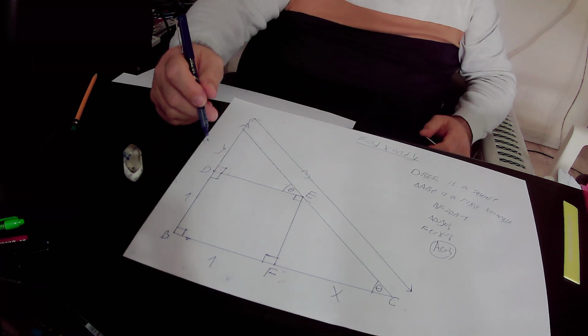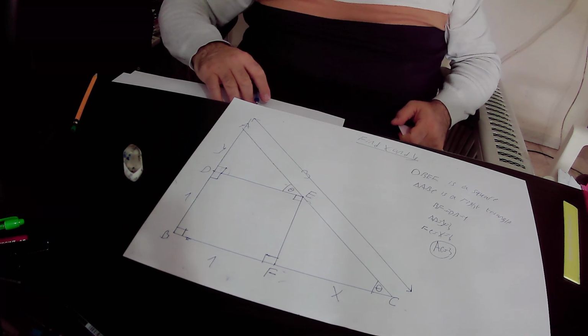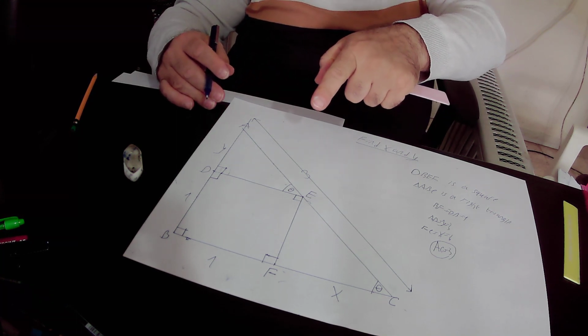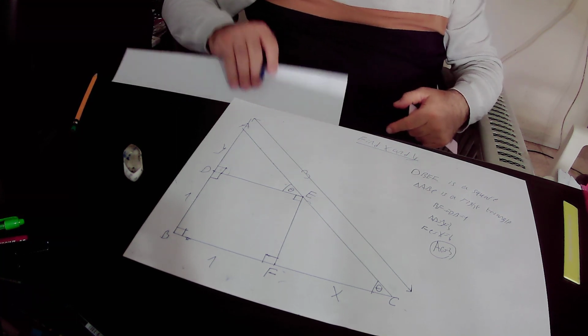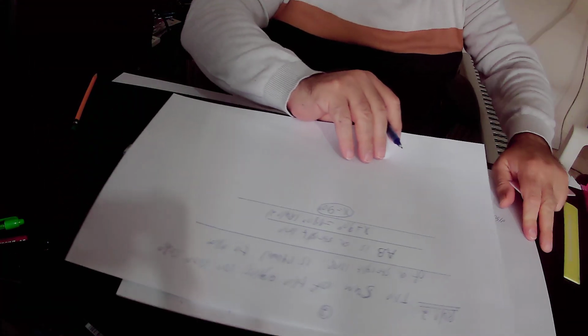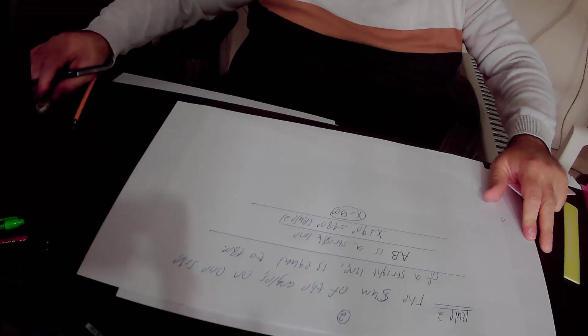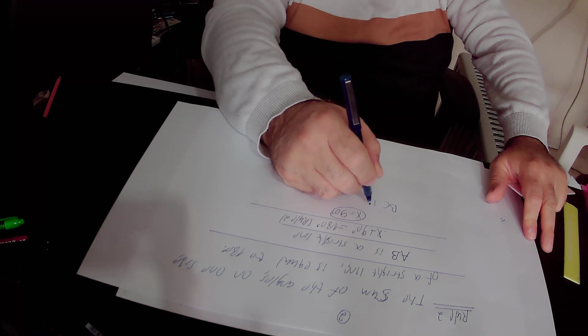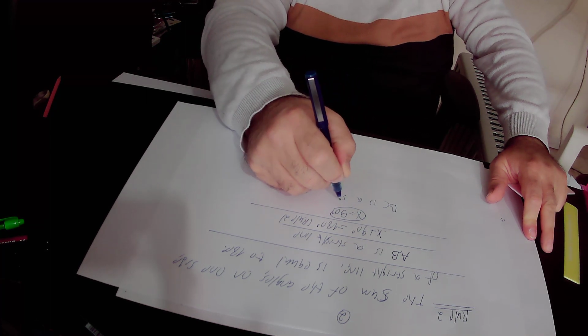Likewise, BC is one side of the right triangle, triangle ABC, therefore it is absolutely a straight line. So BC is a straight line also. I'll write it down. BC is a straight line.